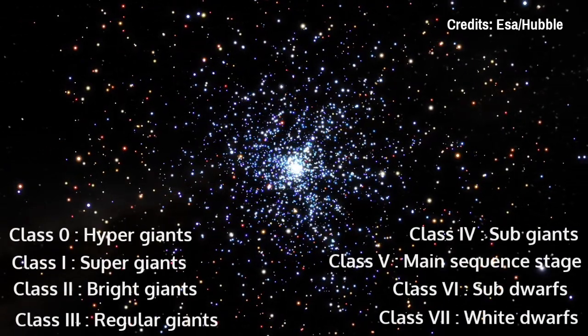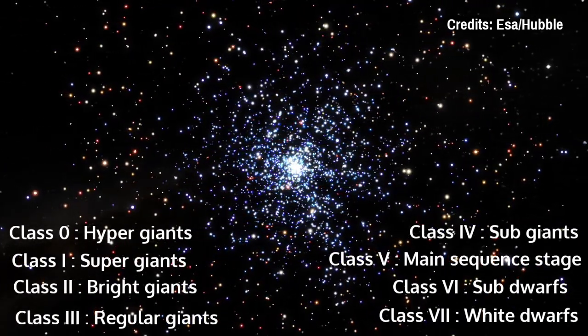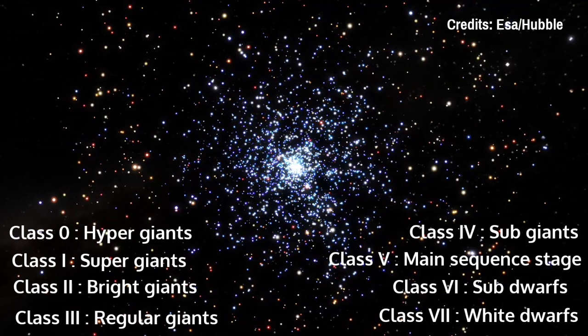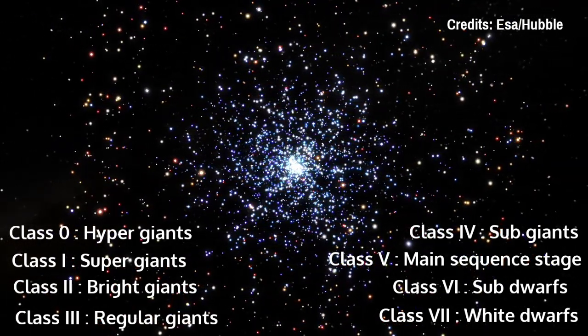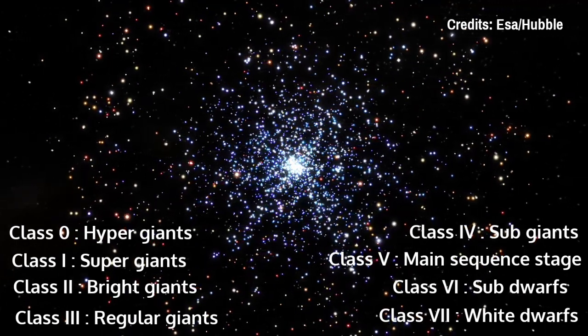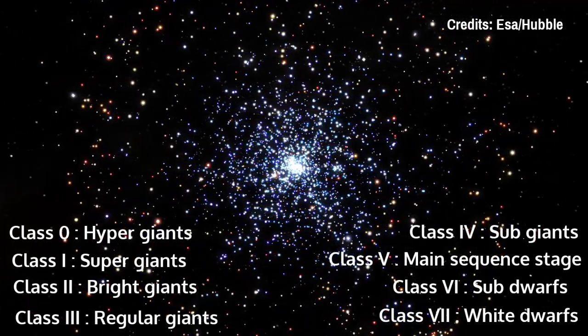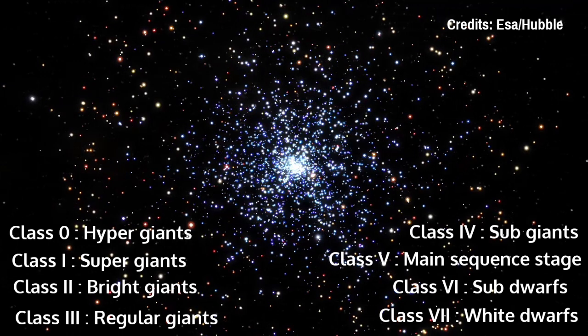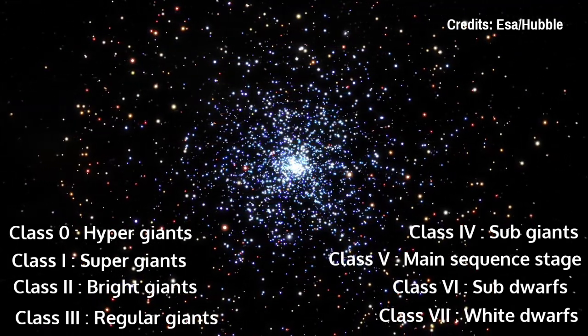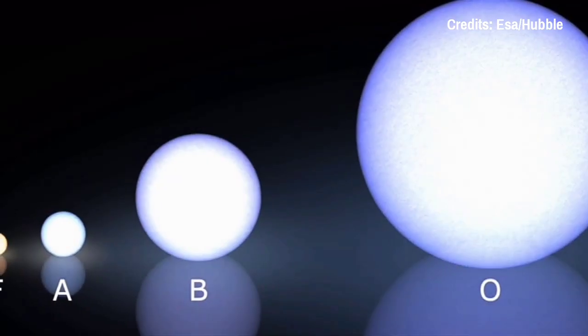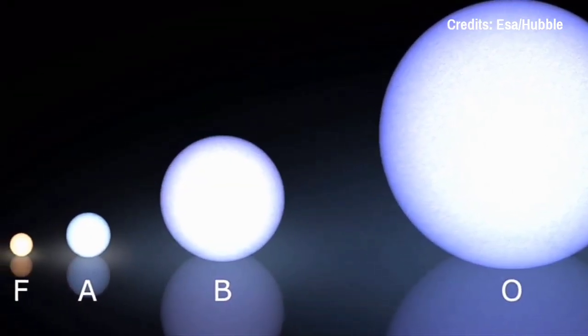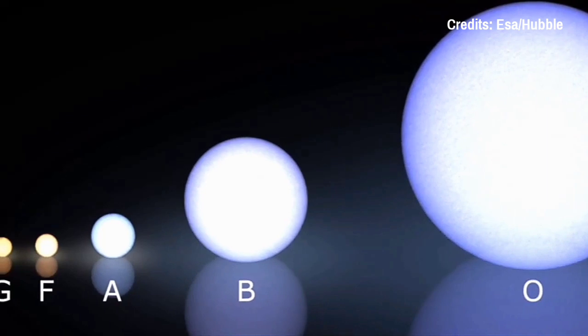Class 0 is used for hypergiants, Class 1 is used for supergiants, Class 2 is used for bright giants, Class 3 is used for regular giants, Class 4 is used for subgiants, Class 5 is used for main sequence stars, Class 6 is used for subdwarfs and Class 7 is used for white dwarfs. Now we can see the different classes of stars.